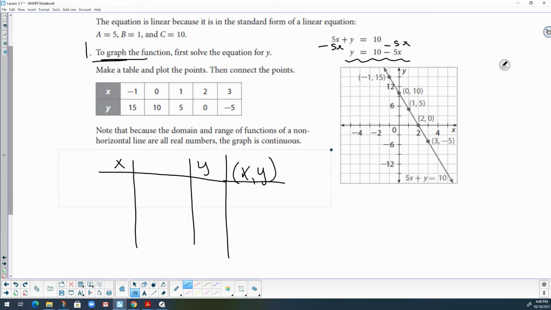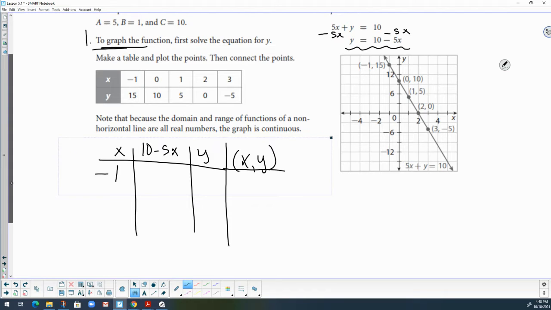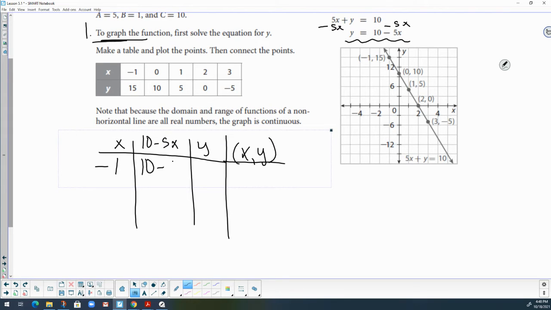And so our y is equal to, so they had 10 minus 5x, and that's what y is equal to. So they just took, if x is a -1, they substituted it in, 10 minus 5 times a -1. So this is 10, -5 times a -1 is a +5. So this simplifies down to just 15. So my y value is 15. So my ordered pair is -1, 15.